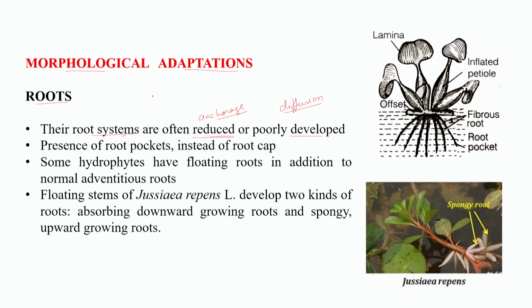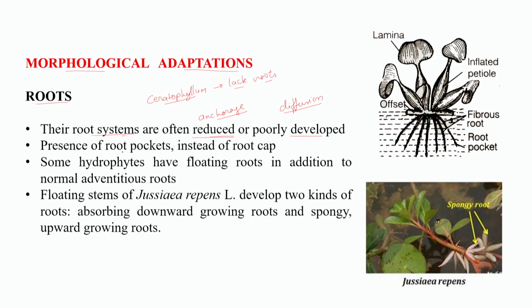In some plants like Ceratophyllum, which is a submerged hydrophyte, root is completely absent. Although it's not a very small plant, it's comparatively bigger than at least Lemna or Azolla. It's not a very big tree or shrub, but still you will find leaves and stems, and it completely lacks roots. In Hydrilla also, a submerged hydrophyte, roots are poorly developed and they only anchor the plant and absorb nutrients.